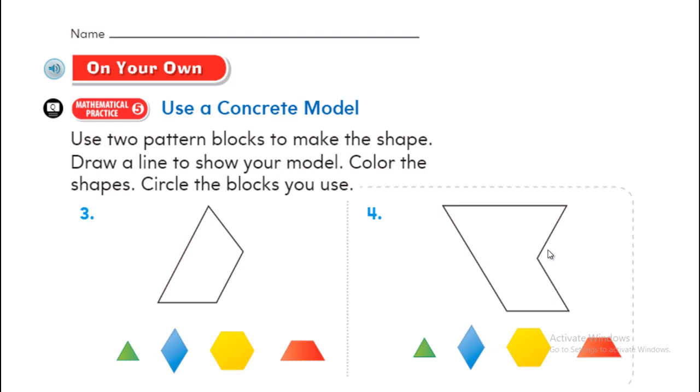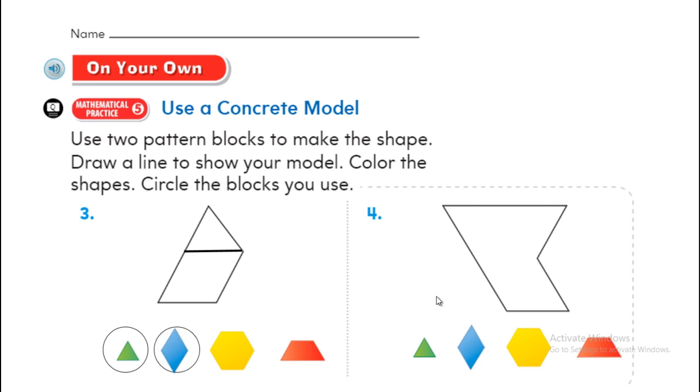Again, use a concrete model. Use 2 pattern blocks, only 2, to make the shapes. Draw a line to show your model. Color the shapes and then circle the blocks that you used. Here, where can you put the line to divide this shape into 2 different shapes that you can use to make it? Well, here I can see a triangle, or I can put my line here. It's up to you, but for me I'm gonna put my line here. If I put the line here, I can see a triangle and a rhombus. So circle the triangle and the rhombus.